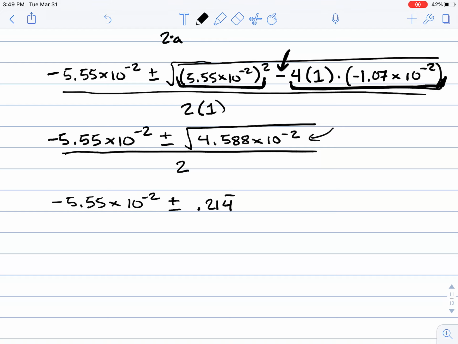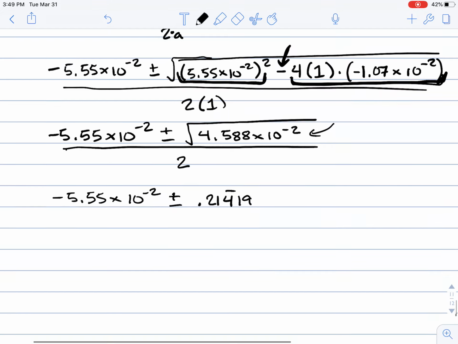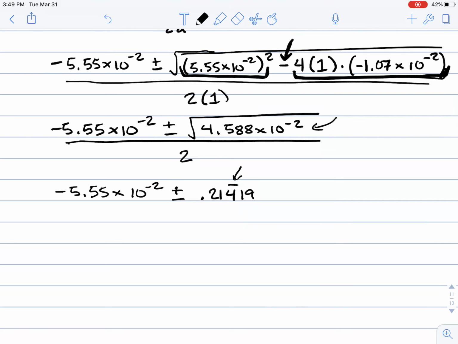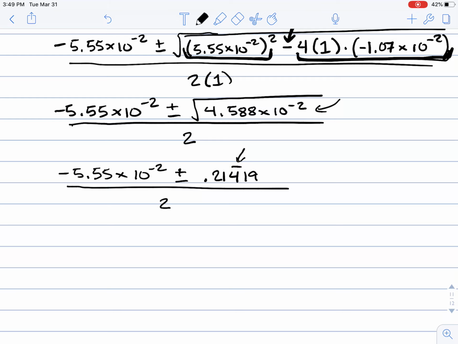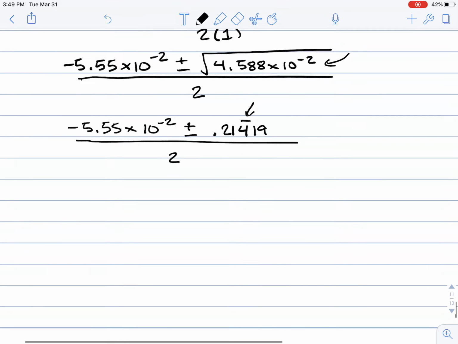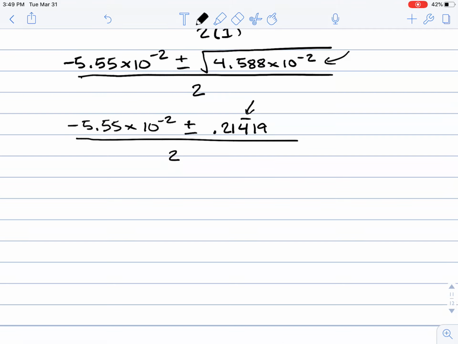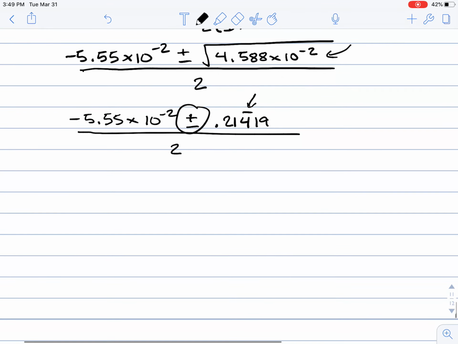And then just to not lose accuracy, I'll go ahead and put in 19. So I'm just going to go ahead and put in a mark above the 4, letting me know that I'm just going to keep 3 sig figs. All right, so I'm going to go ahead and divide this by a 2. And so now that I've reduced my quadratic equation, I'm going to go ahead and take a look at the positive and the negative version of this specific work or equation.